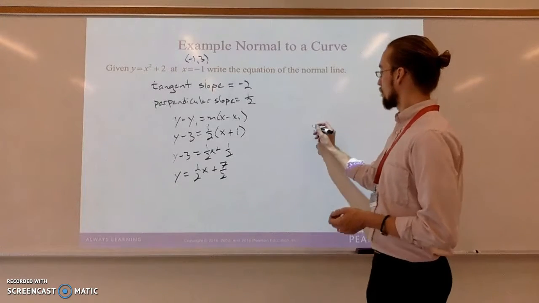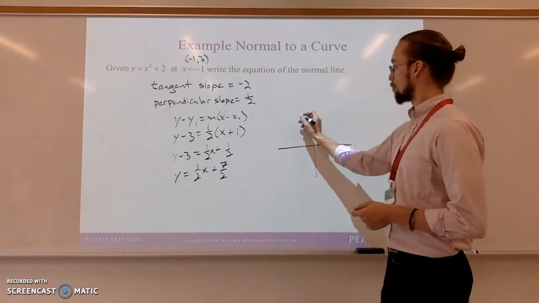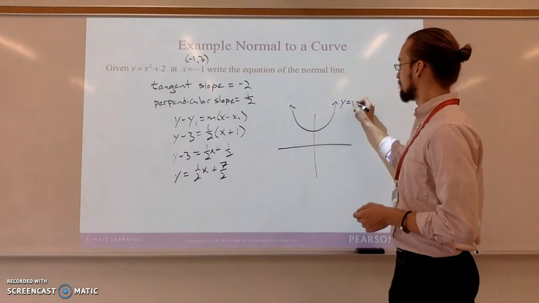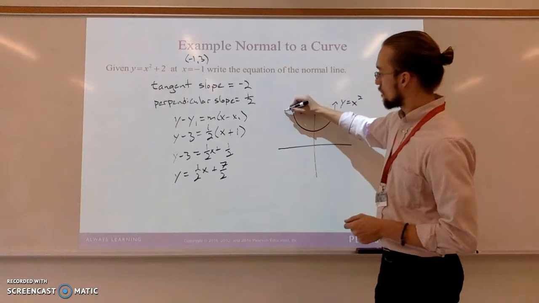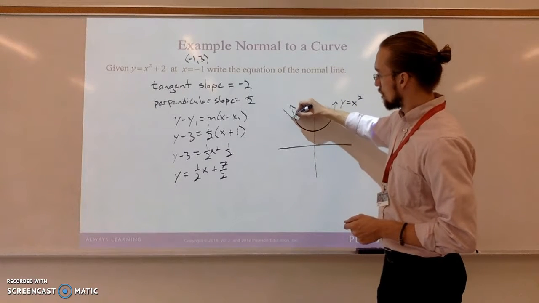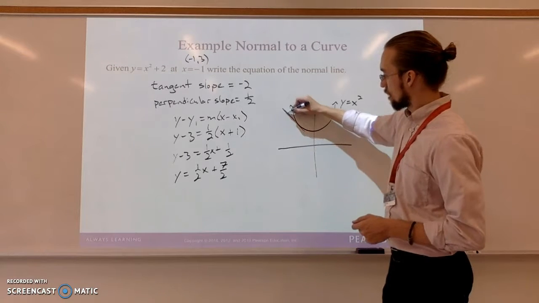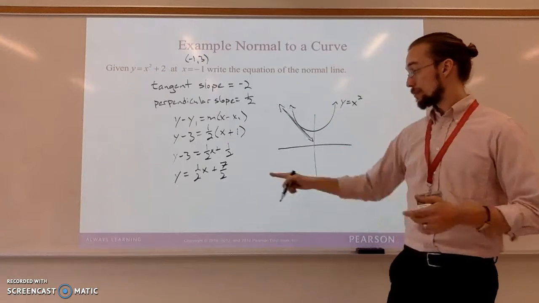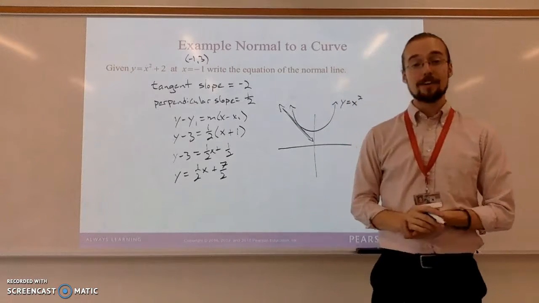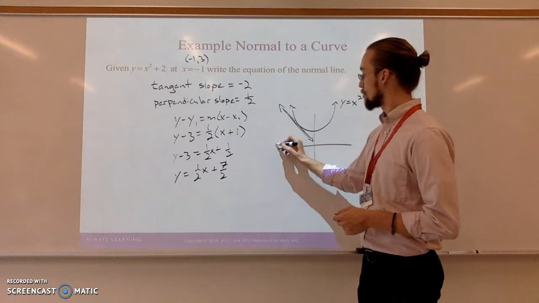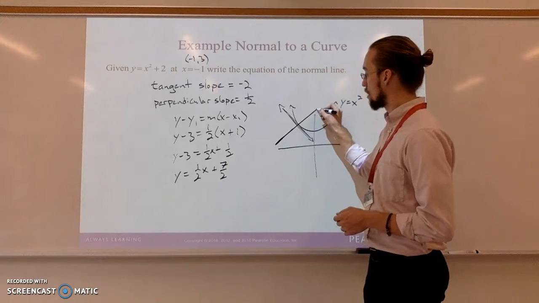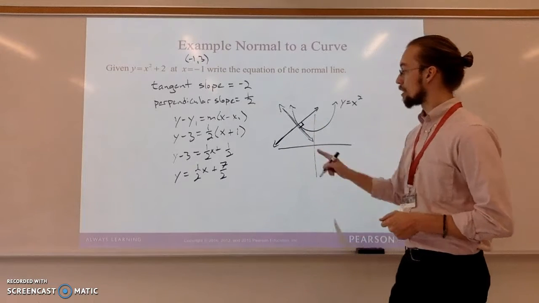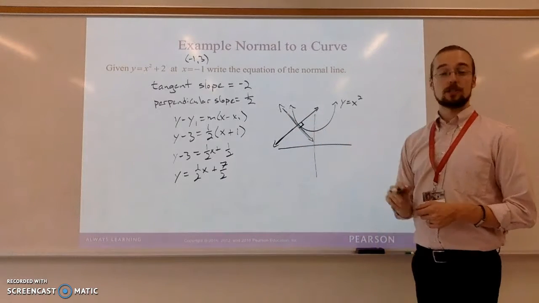So thinking about what we already graphed, we said that this was y equals x². And we found that our tangent line did something like that. Now, this normal line, y equals 1/2 x + 7/2, will do something like this. It'll be perfectly perpendicular to the curve and to the tangent line.